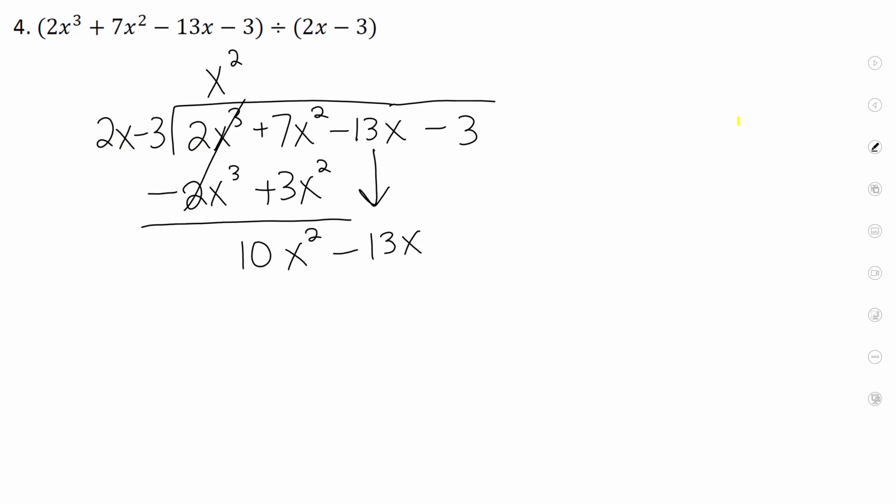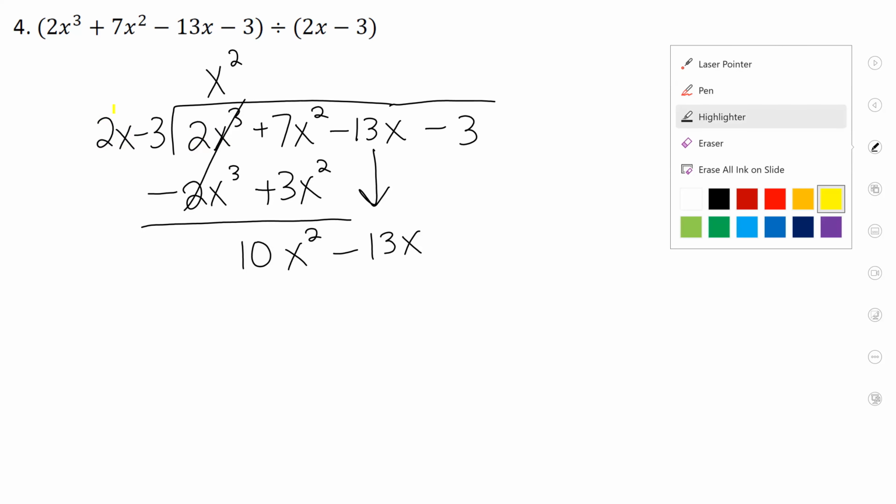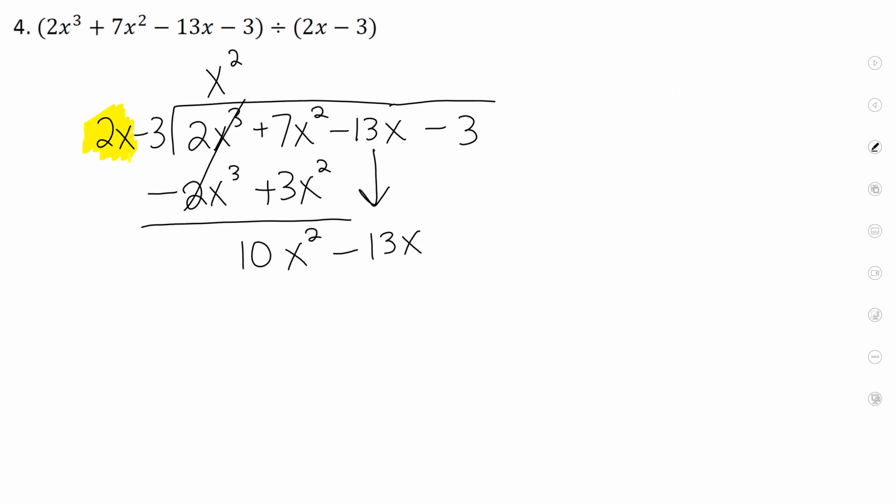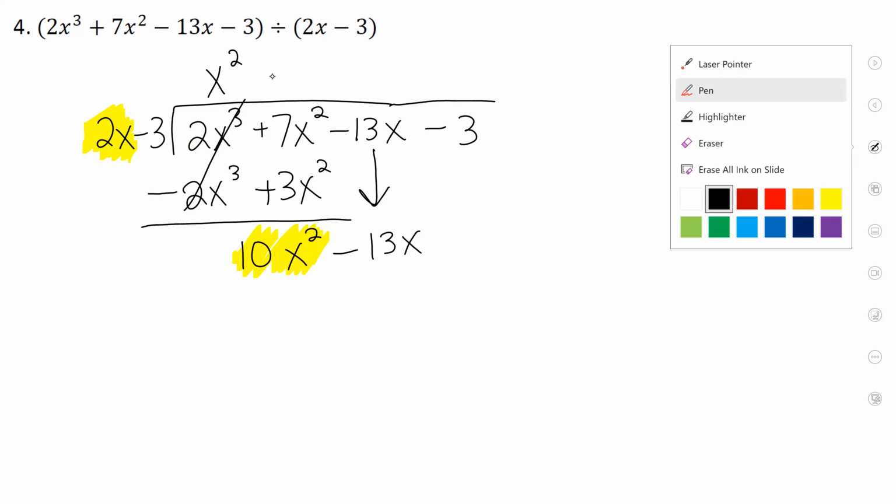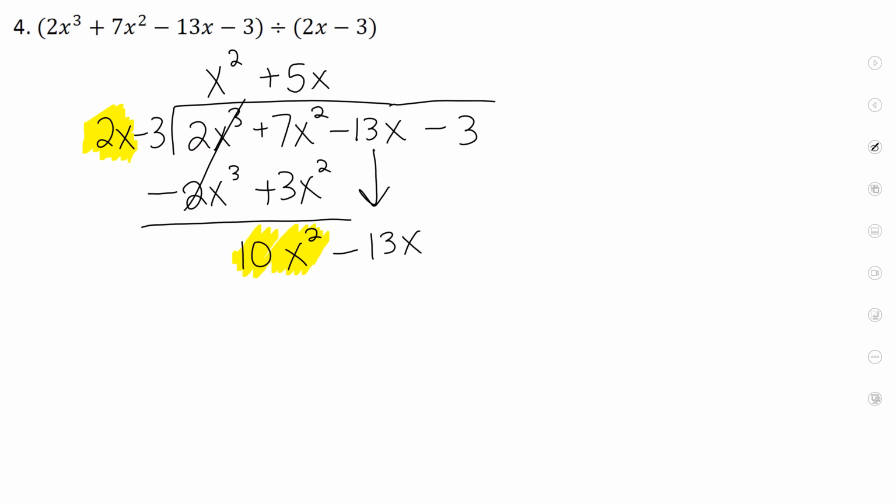Okay. 2x times what will give you 10x squared? Good, 5x. So go ahead and write that down. Put a plus 5x at the top. Okay. So 2x times 5x is what? Yep, 10x squared. And negative 3 times 5x is negative 15x.